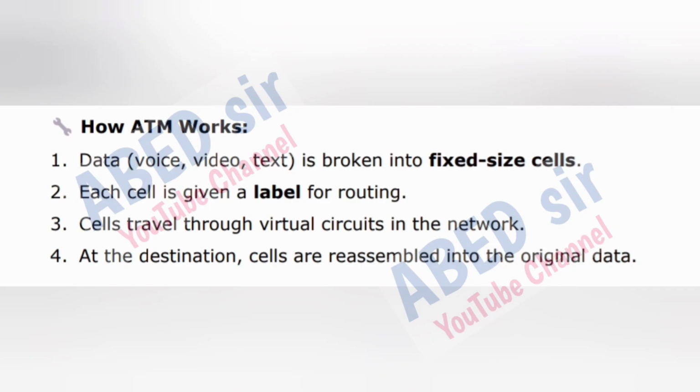How ATM works. 1. Data, voice, video, text, is broken into fixed-size cells. 2. Each cell is given a label for routing. 3. Cells travel through virtual circuits in the network. 4. At the destination, cells are reassembled into the original data.